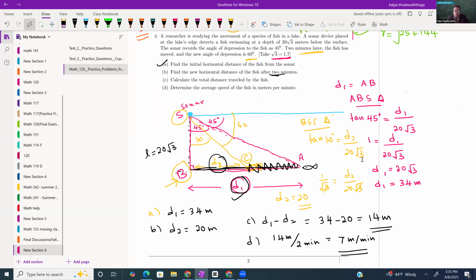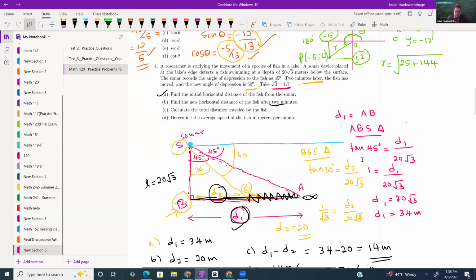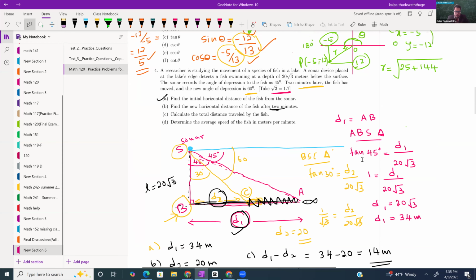You put tan 45 for the first situation and you get D1, and you use tan 30 for the second situation and you get D2. The difference between D1 and D2 gives you how far the fish travelled within those 2 minutes. Okay, and if it travels 14 meters in 2 minutes, that means the speed is 7 meters per minute.